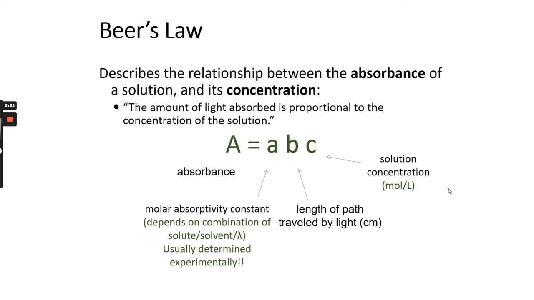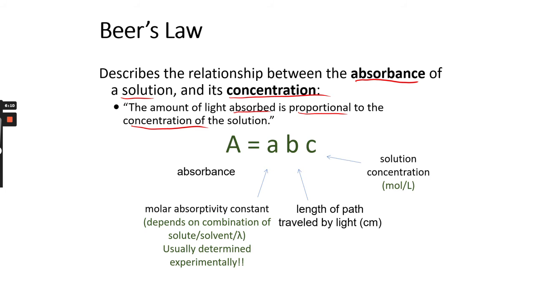So what is Beer's law? Beer's law is a relationship between the absorption or absorbance of a solution and its concentration. The higher the concentration, the more light it's going to absorb. So the amount of light absorbed is proportional to the concentration.